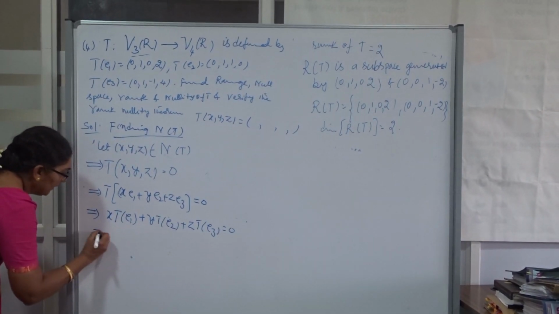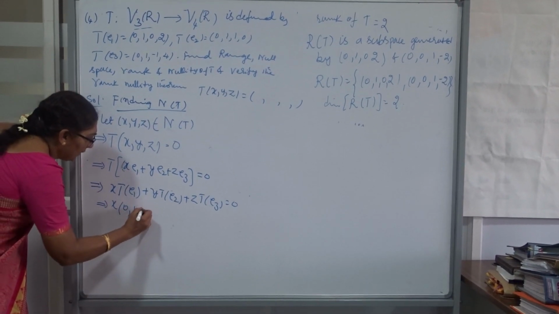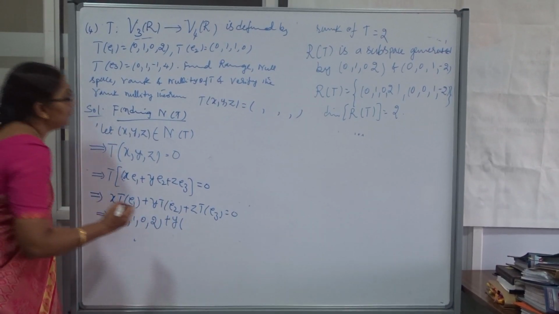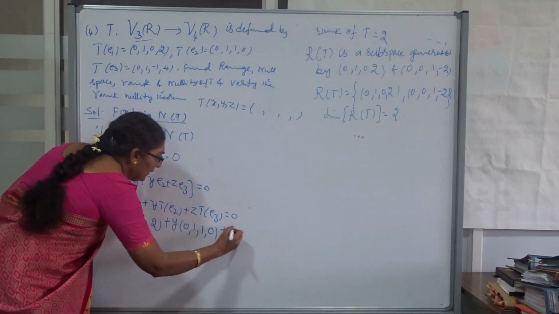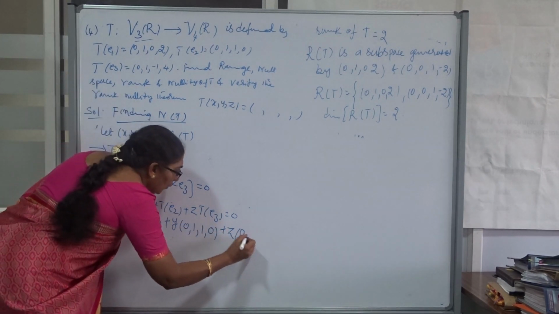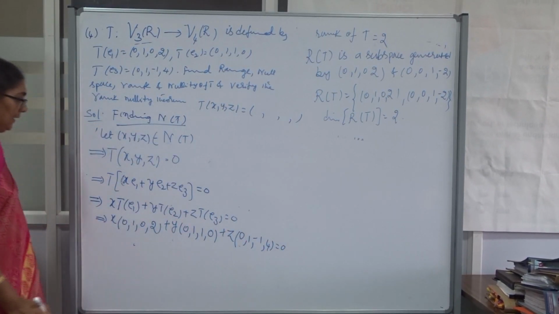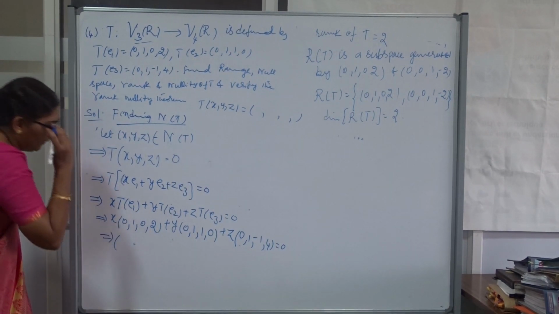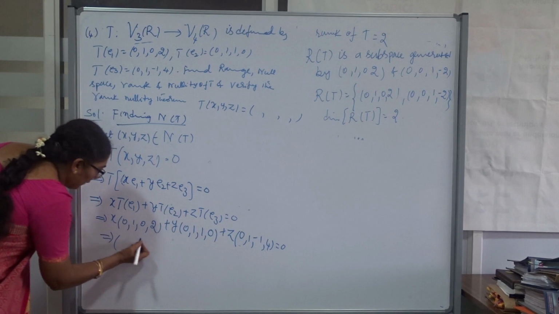Now, you already know what T of e1 is: 0, 1, 0, 2. And they also gave T of e2, which is 0, 1, 1, 0. T of e3 they gave very clearly: 0, 1, minus 1, 4, equal to 0. You simplify that. Add the first components: x times 0, y times 0, z times 0. Therefore, the first component is 0.